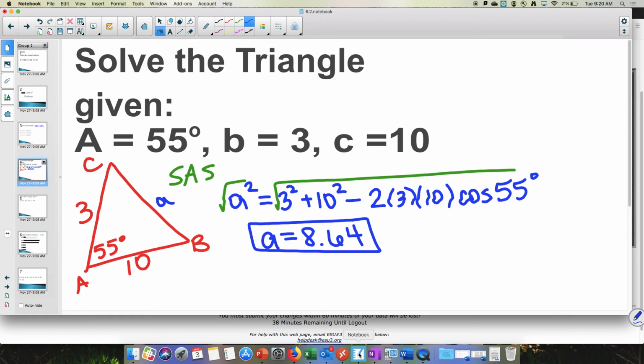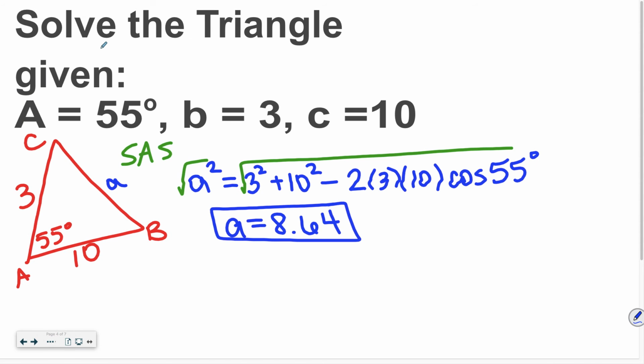Now we have side A. All right. Now what do you want to solve for? Angle B. Grace, how would you like to solve for angle B? Sine A. Why is she pulling out the law of sines right now? Can we do that? You said yeah. Okay. Why?